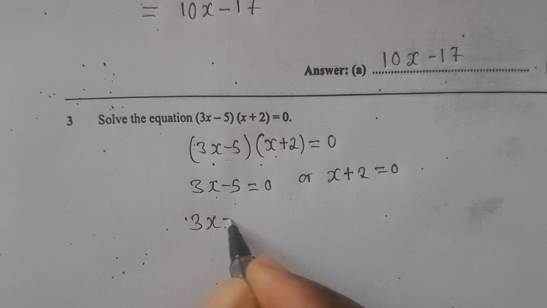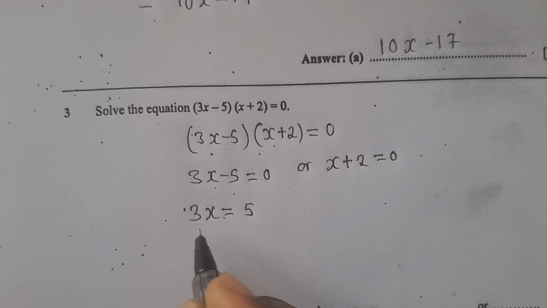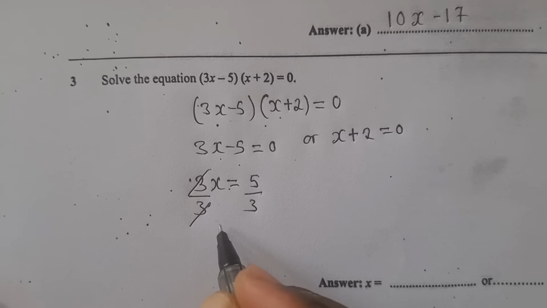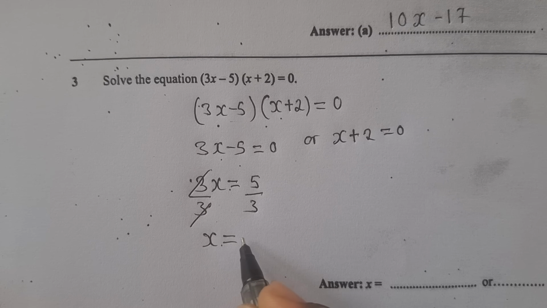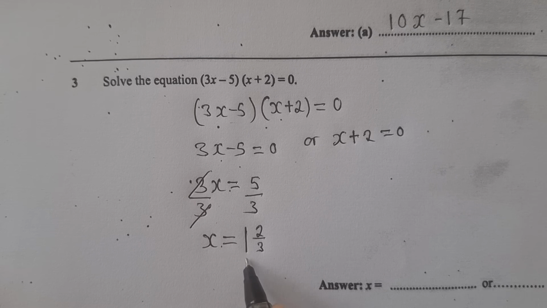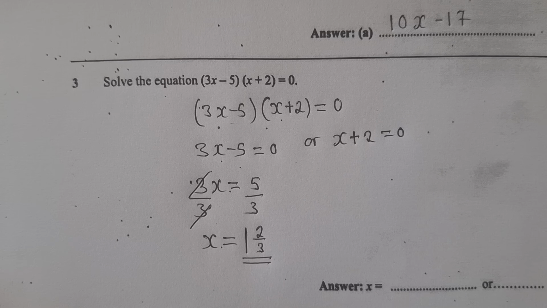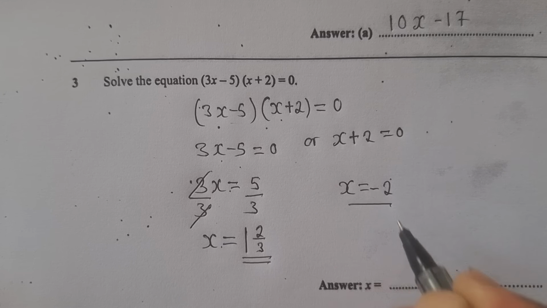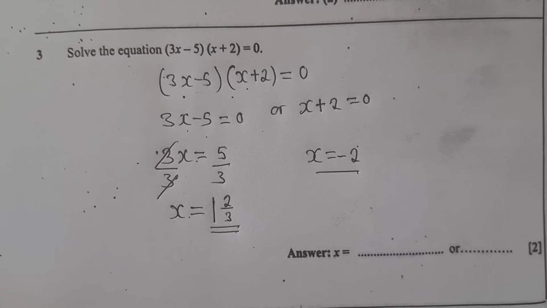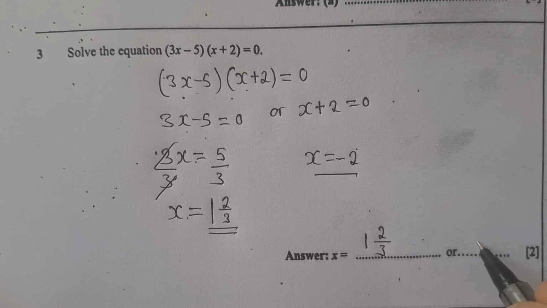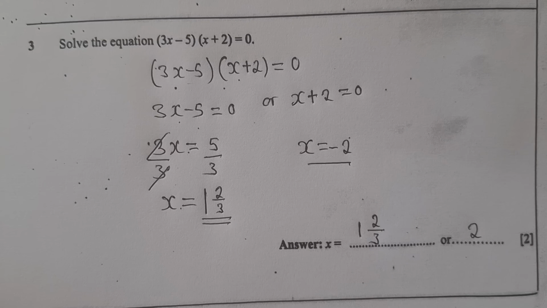We group the like terms. So this is giving us a 5. You divide by 3 on both sides. This and this will go. x will simply be equal to 1 remainder 2 over 3, that is 5/3. So this is one of the solutions. The other one is x is equal to negative 2. So this is the other solution. Don't forget to write 1 remainder 2 over 3 there. Okay. We now go to question 4.